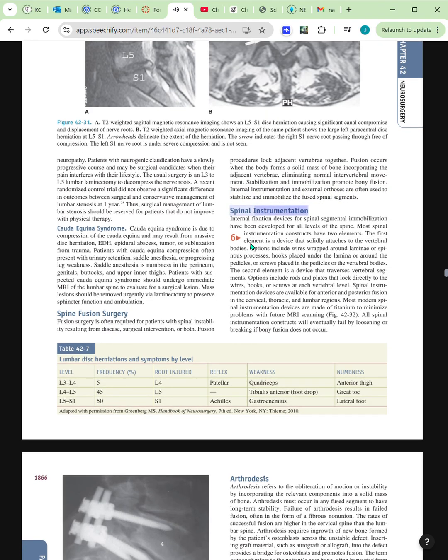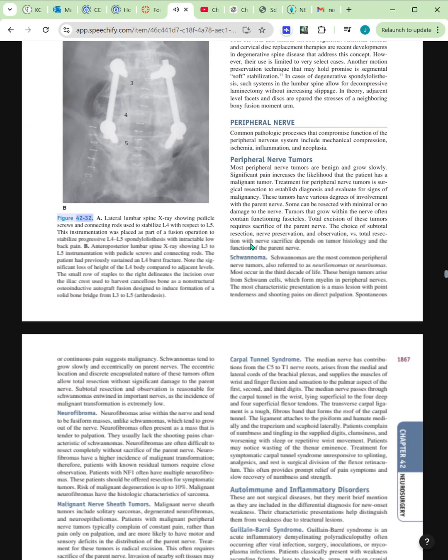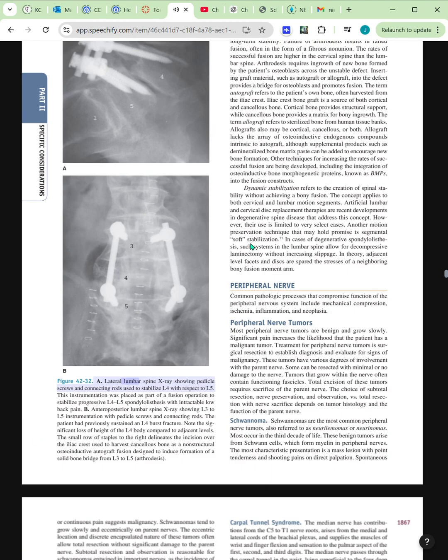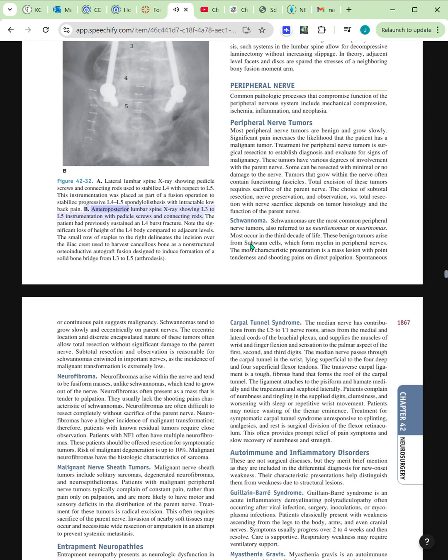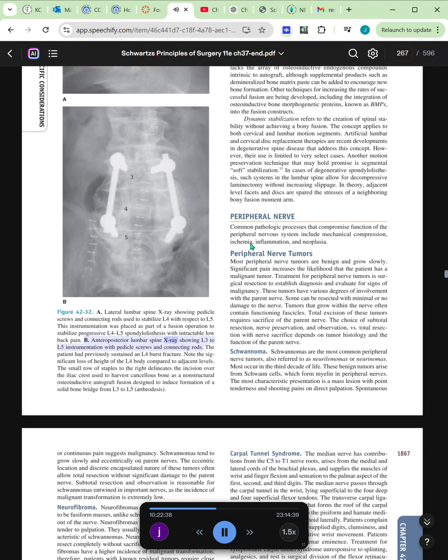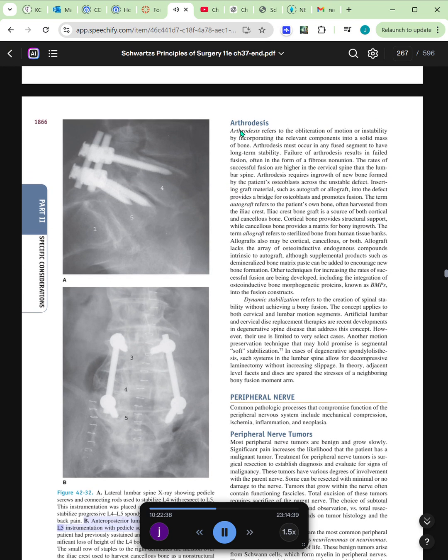Spinal instrumentation. Figure 42-32. A. Lateral lumbar spine X-ray showing pedicle screws and connecting rods used to stabilize L4 with respect to L5. This instrumentation was placed as part of a fusion operation to stabilize progressive L4, L5 spondylolisthesis with intractable low back pain. B. Anteroposterior lumbar spine X-ray showing L3 to L5 instrumentation with pedicle screws and connecting rods.